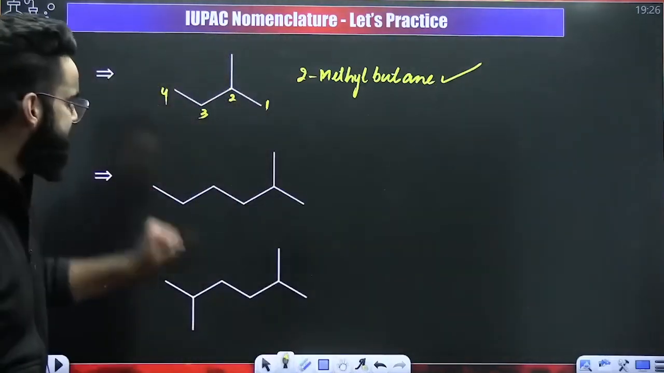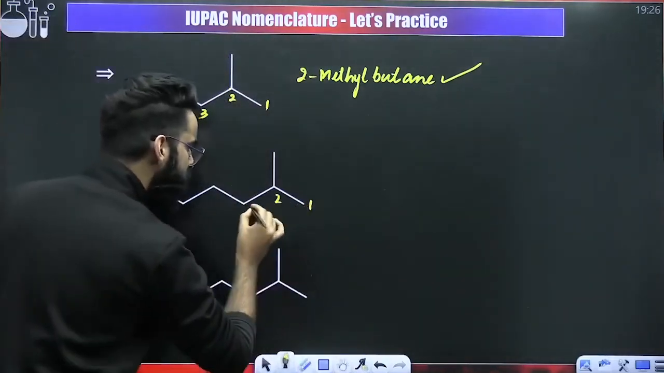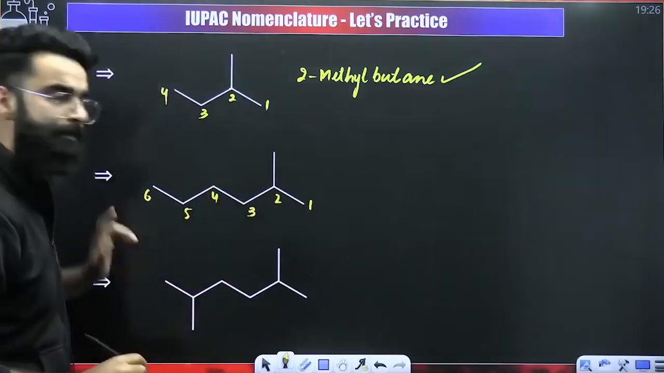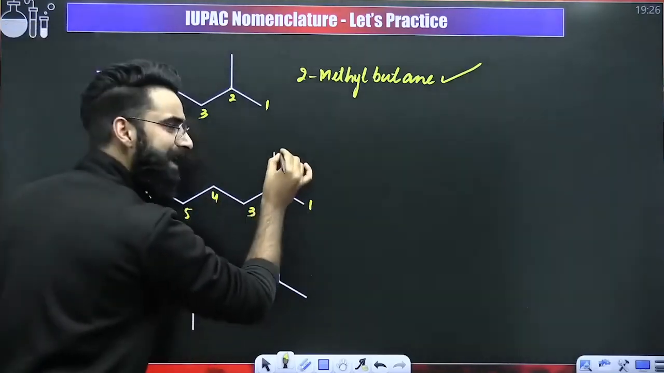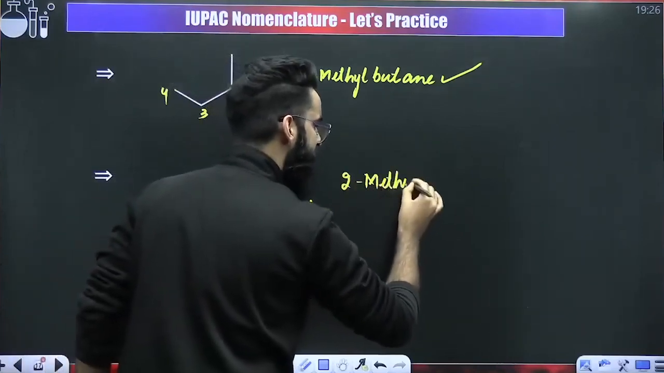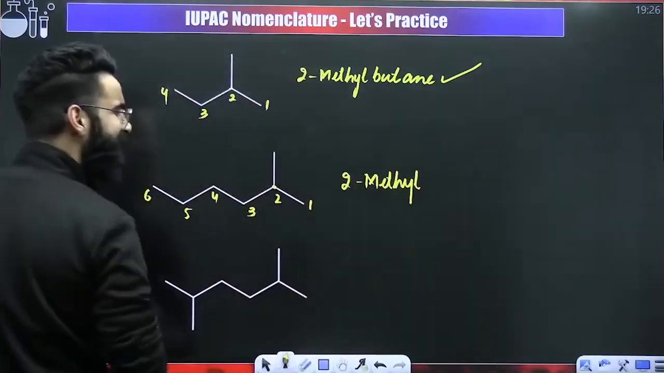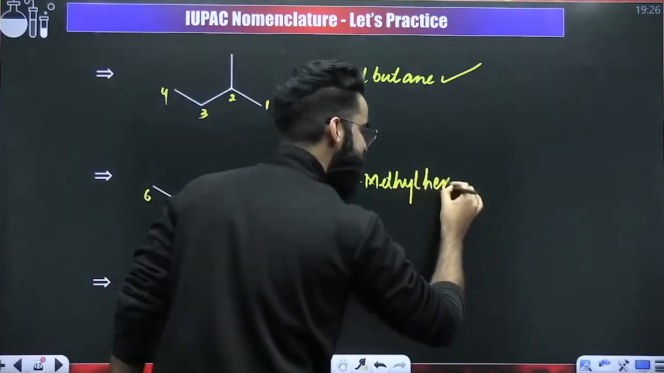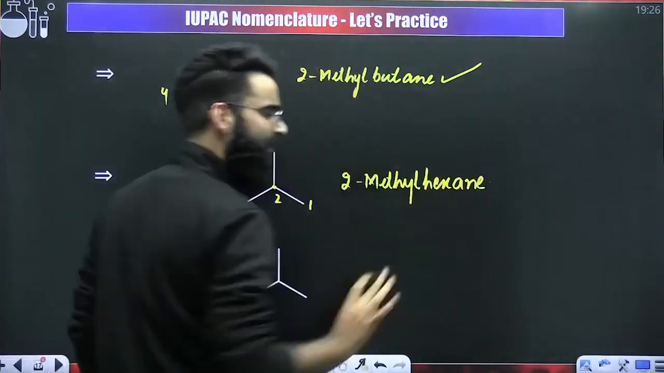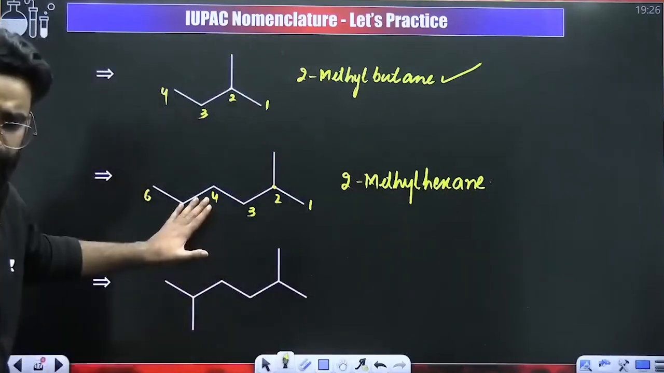Simple. Look at the second one. 1, 2, 3, 4, 5, and 6. 6 carbon atoms in the main chain. At carbon number 2, you have a methyl group. So what should be the name? It's going to be 2-methyl, and it's going to be hexane. H-E-X, hex. Everywhere there is a single bond, so it's going to be ane. As simple as that. These are some basic compounds which I'm giving you.